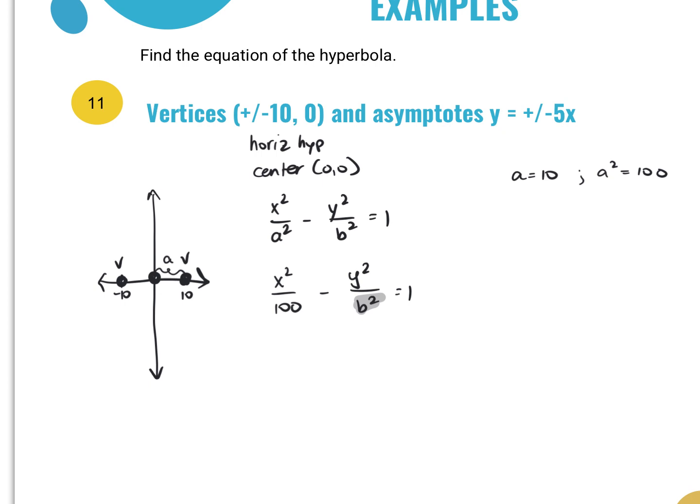Because it's horizontal, I know my asymptote equation is going to be y equals plus or minus b over a times x. So I know that b over a is going to be equivalent to 5 over 1. Like we talked about before, b could be 5 and a could be 1, but b could be 10 and a could be 2. So this is just a simplified version. Thankfully, we already know that a is 10, so b over 10 is going to have the same ratio as 5 over 1.